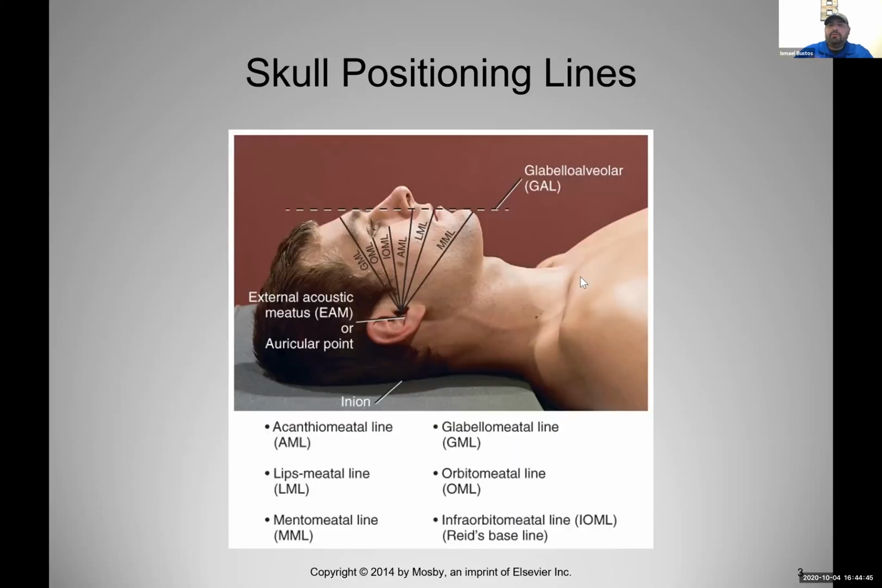Let me bring up the PowerPoint. All right. Just as a reminder, your skull positioning lines, make sure you look over those, memorize those, and know where they are. That way you understand where they are and how to position them for certain projections. Make sure they're parallel, perpendicular. So make sure you look over those.